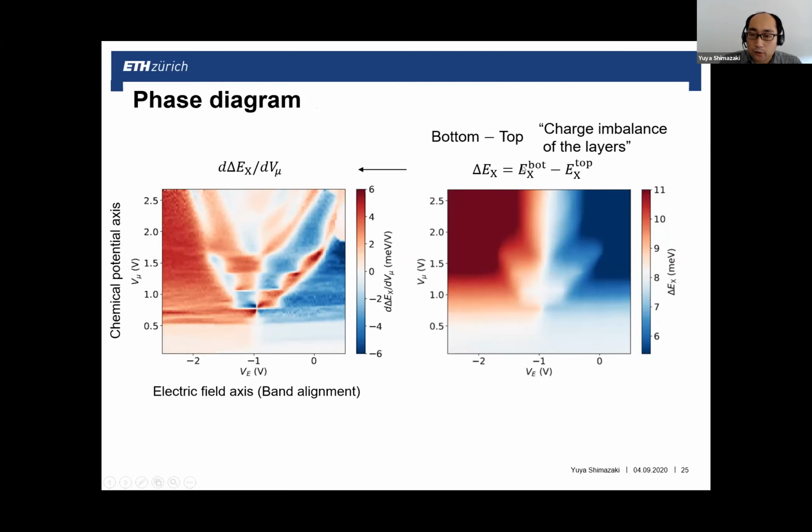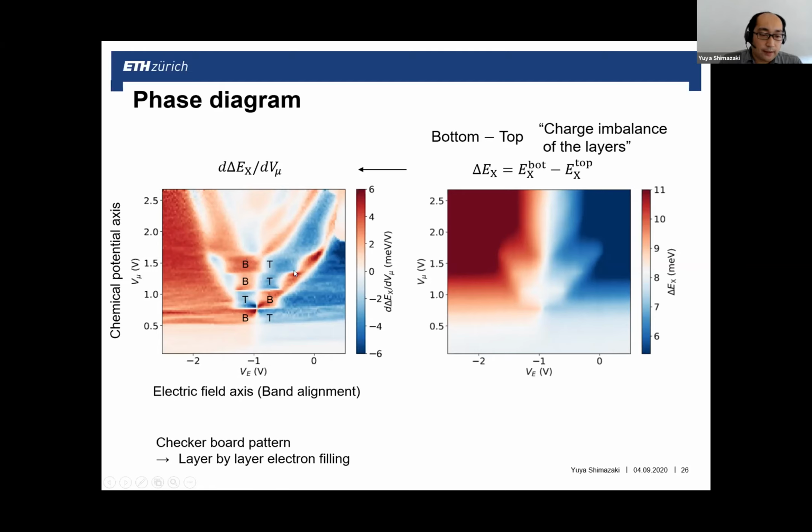If we are doping the bottom layer, the exciton energy difference increases. And if we are doping the top layer, the exciton energy difference decreases. Again, to visualize the structure better, I took the differentiation along this chemical potential axis. Now we clearly see the checkerboard-like pattern in this diagram. We can interpret this diagram roughly in this way. When we see this reddish area, we are doping the bottom layer. When we see this bluish area, we are doping the top layer. And again, we are doping the bottom layer now.